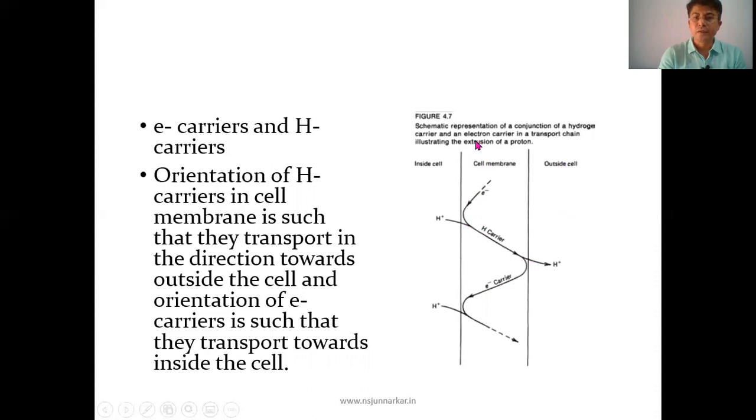In case of the mitochondria, the electron carriers are located in the inner membrane, and this will be the matrix side of the mitochondria, whereas this will be the intermembrane space, that is the space between the inner membrane and the outer membrane.